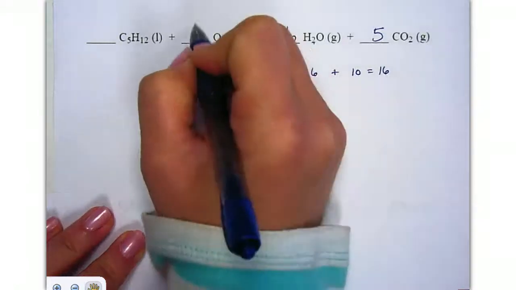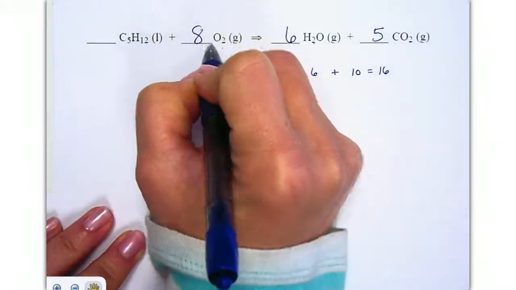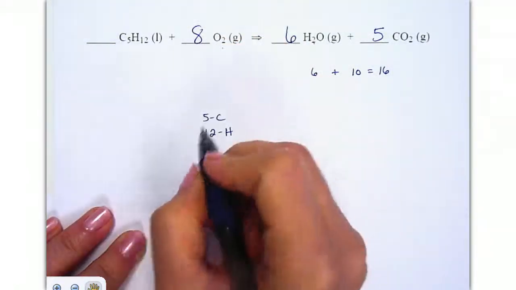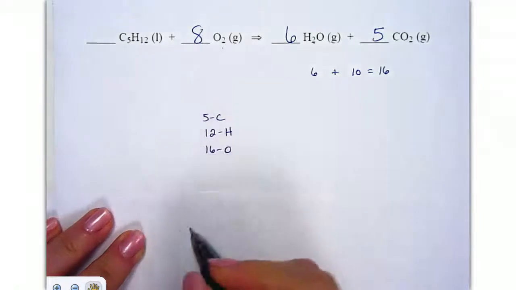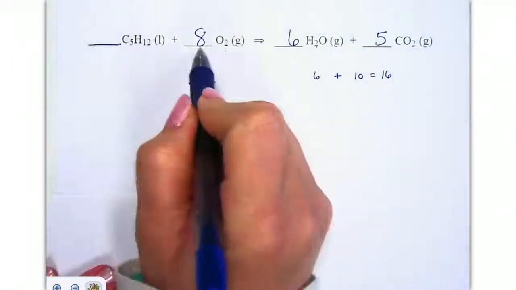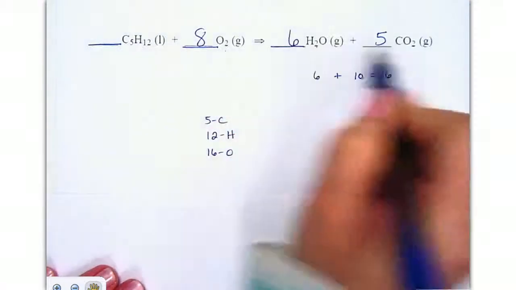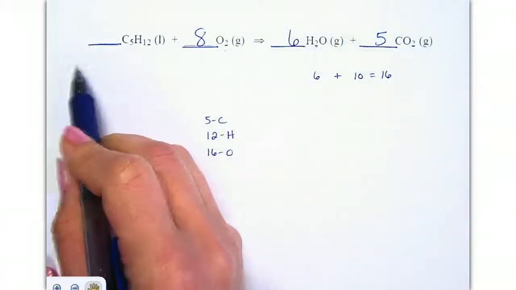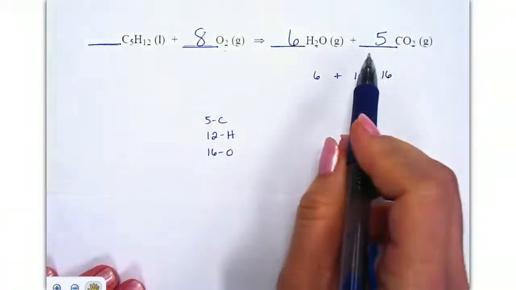So on the left, I need a coefficient of 8. 8 times 2 will equal 16. So now I have 16 oxygens on both sides of my equation. So the ratio is 1 to 8 to 6 to 5. It's a 1 to 8 to 6 to 5 mole to mole ratio.